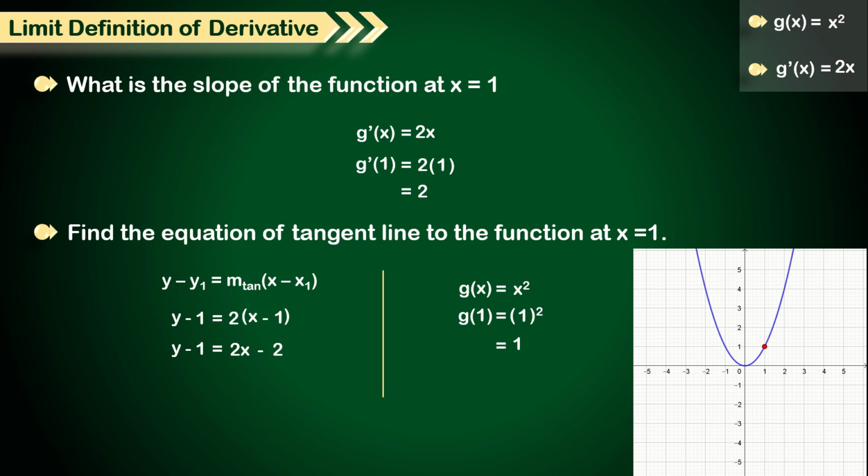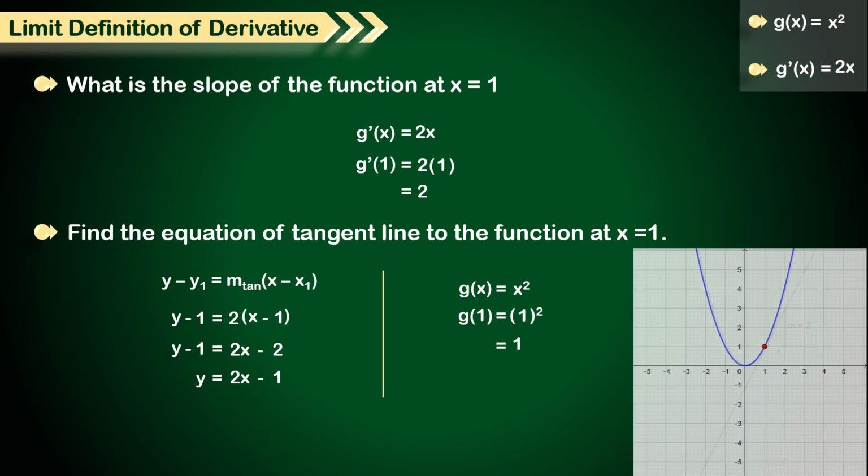Add 1 to both sides of the equation. We have y is equal to 2x minus 1. The slope of a curve at x is equal to 1 is 2. And the equation of the tangent line to it is y is equal to 2x minus 1.